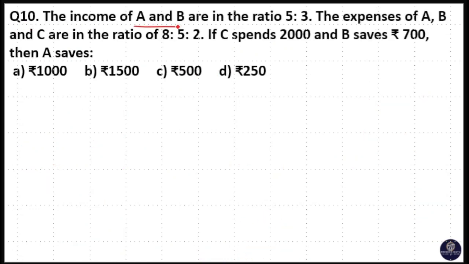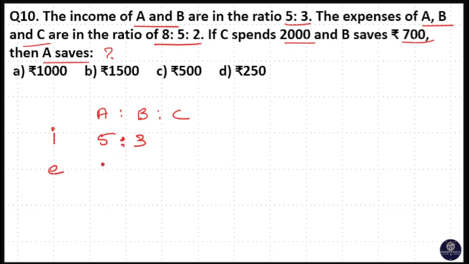The income of A and B are in the ratio 5 is to 3. Expense of A, B and C are in the ratio 8 is to 5 is to 2. If C spends 2000 and B saves 700, then A saves. So we have A, B and C and their income. Income of A and B in the ratio 5 is to 3, and expense of A, B, C are in the ratio 8 is to 5 is to 2.